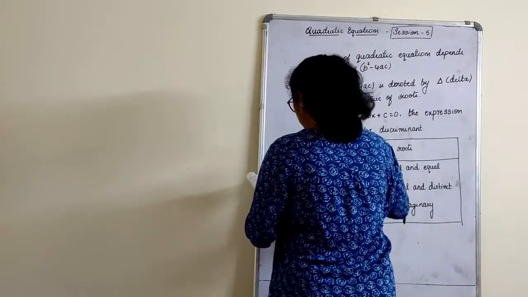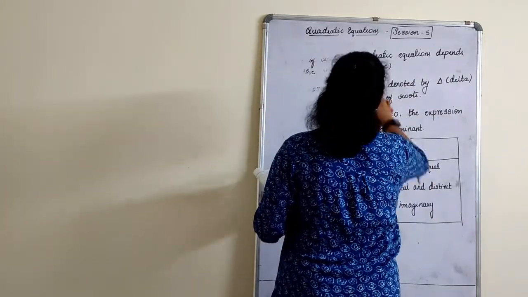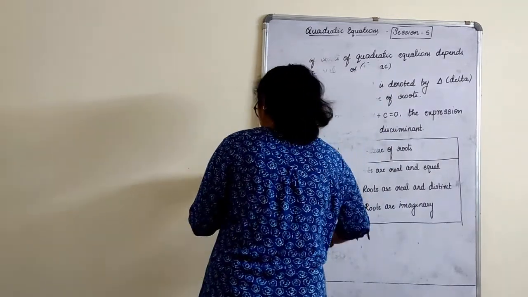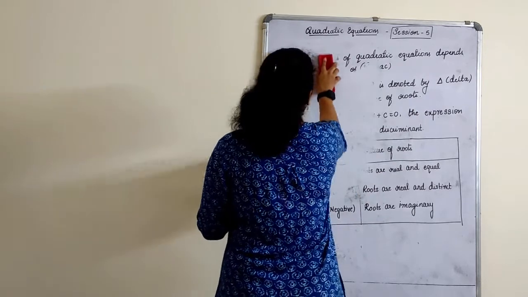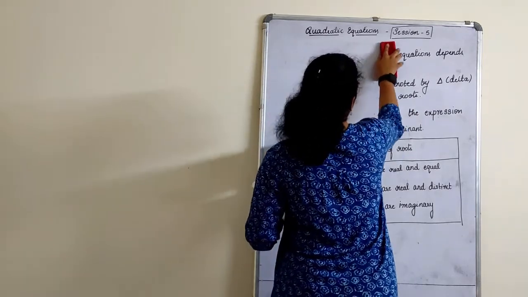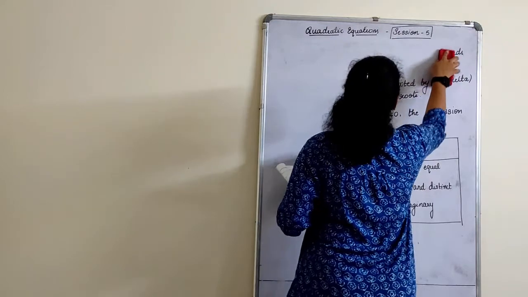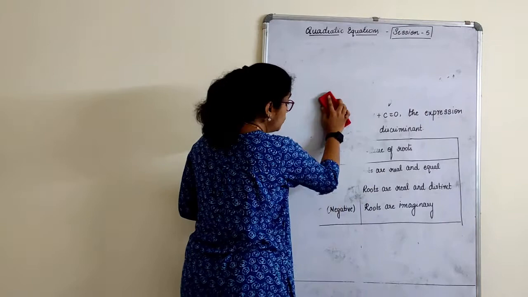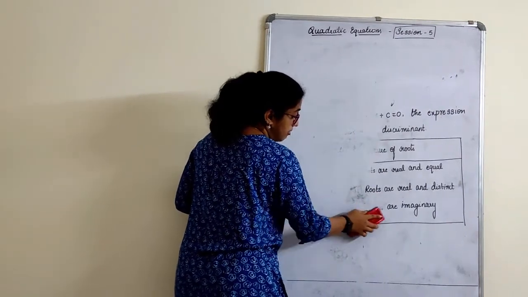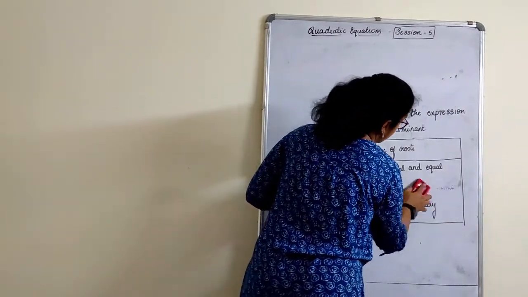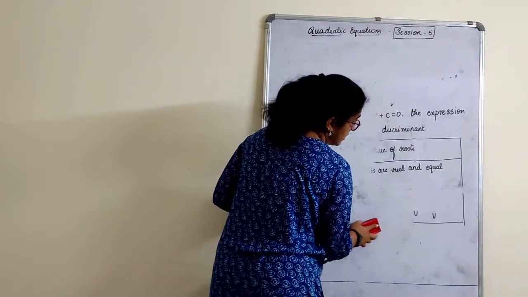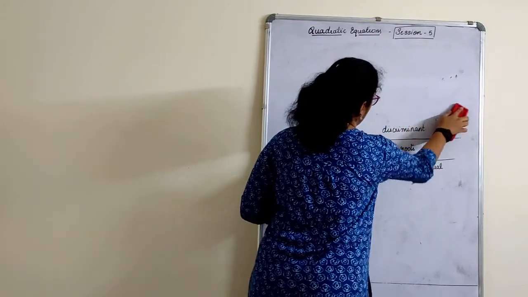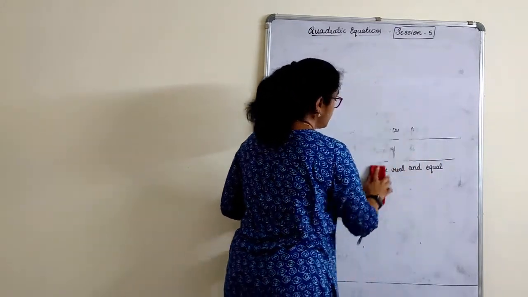Find the nature of roots of the following quadratic equations, and if real roots exist, find them. If delta is equal to 0, we can find the roots. If delta is greater than 0, that is positive, we can find the roots. If delta is less than 0, that means it is negative, so roots are imaginary and we cannot find the solution to the quadratic equation. So let's find them now.